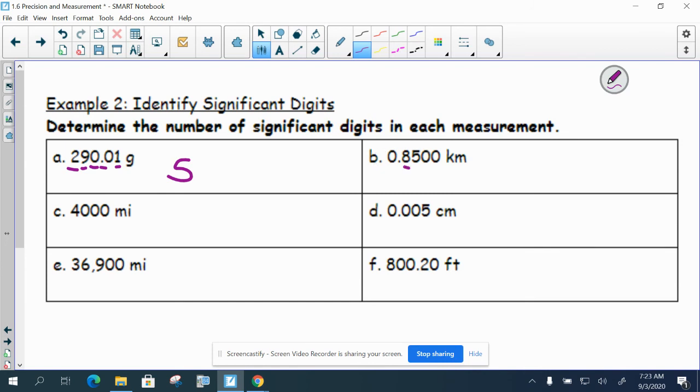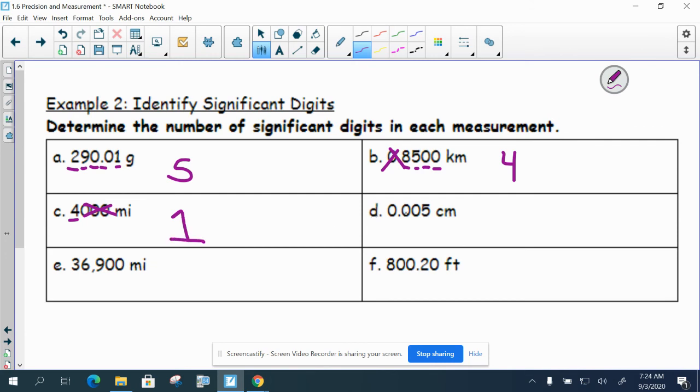Part B, 8 and 5 count. This 0 is not going to count because it's to the left of the 8. However, these two zeros count because they're to the right of the decimal and to the right of the 5. So there would be 4. Part C, the 4 counts. However, these 3 zeros do not count because they are not to the right of the decimal point, and there's nothing over here in the decimal point so that they could be in between 2 significant digits. So here there's just only 1.